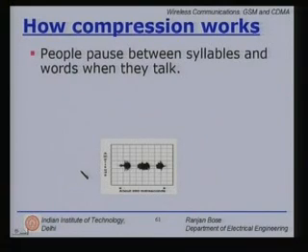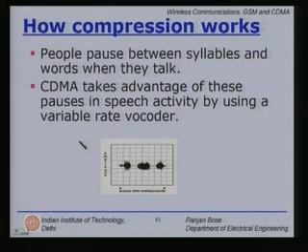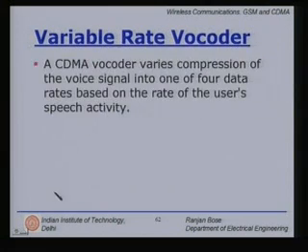So, people pause between syllables and words when they talk, and then think while talking, so they are natural pauses. CDMA systems take advantage of these pauses in speech activity by using a variable rate vocoder. This is important. So, it is a variable rate. What is a variable rate vocoder? A CDMA vocoder varies the compression of the voice signal into one of the 4 data rates based on the rate of the user's speech activity.